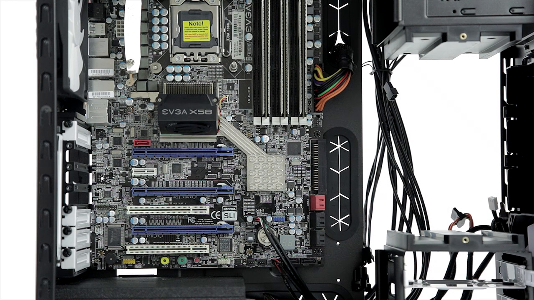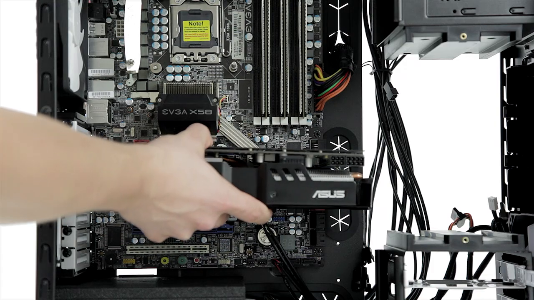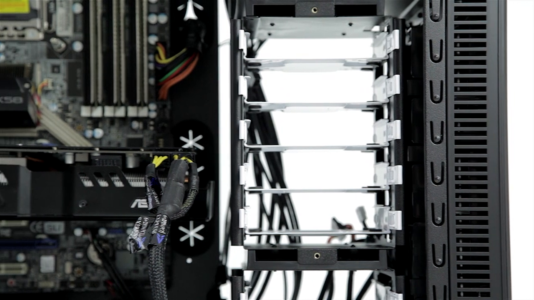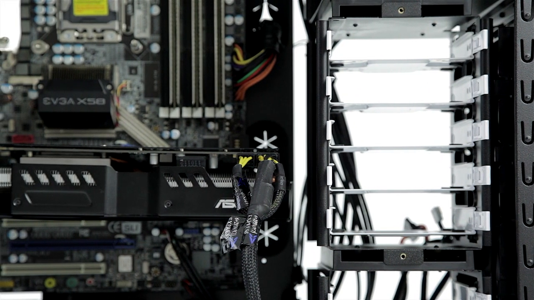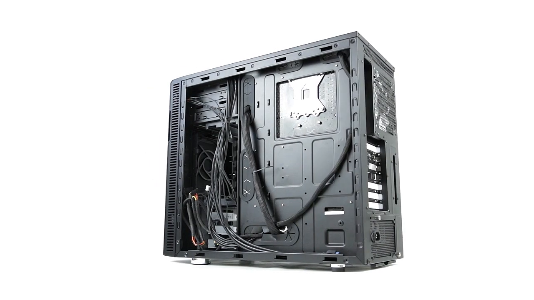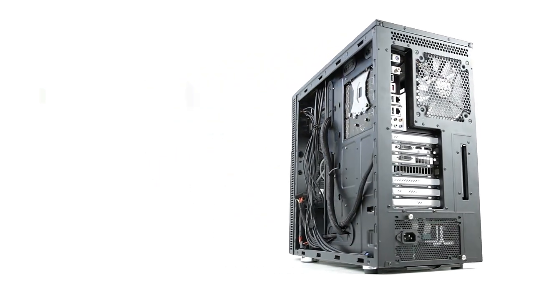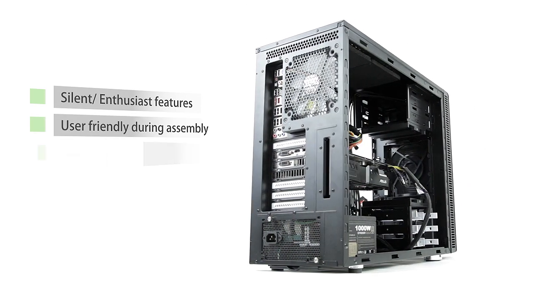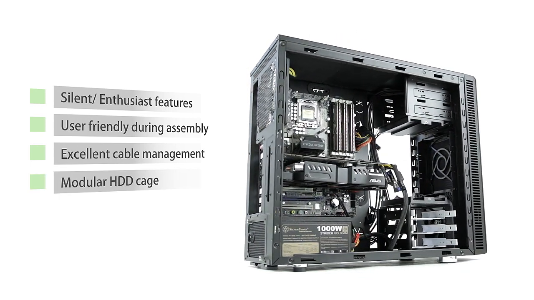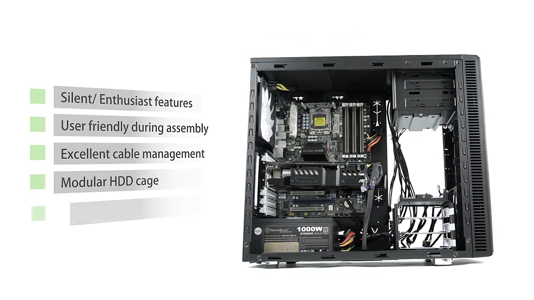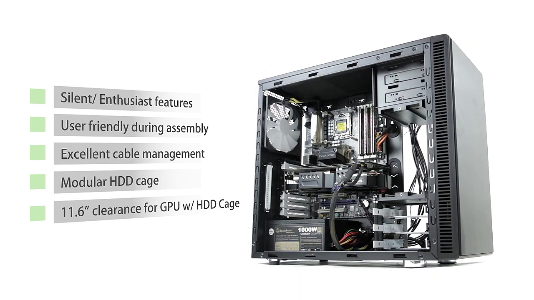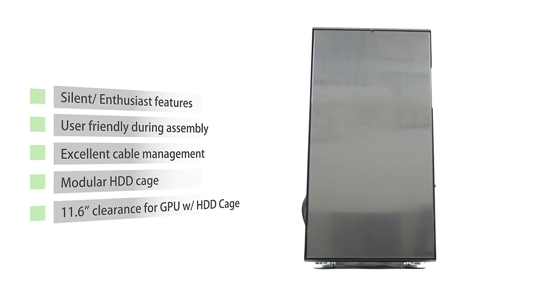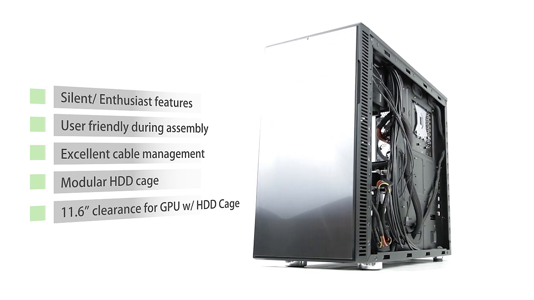There's a lot of room to work with when it comes to your graphics cards. Even with the cage installed, our 11.5-inch card fit in just fine, and that is the maximum clearance you can get without removing the hard drive cage. With everything in place, the Defiant R4 handles very well as a silent slash enthusiast enclosure. It is user-friendly during assembly and cleans up very well both on the inside and at the back. The modular cage system is pretty clever and is absolutely hassle-free with the 2 thumb screws. Support for long GPUs is sort of a must for a case of this caliber, and most of you should not have any clearance issues even with the hard drive cage installed.